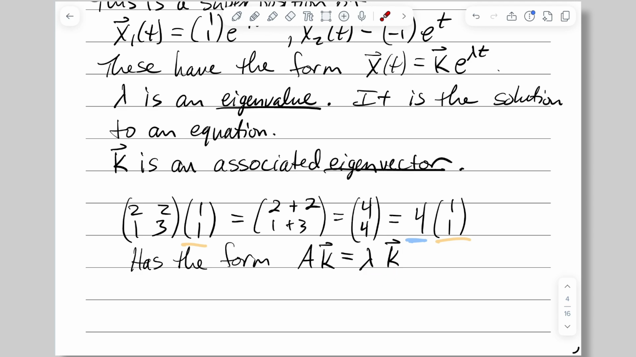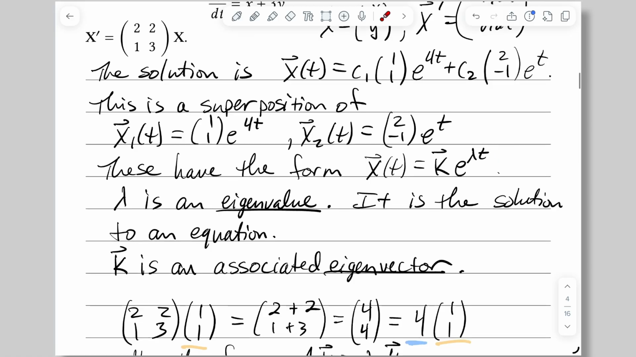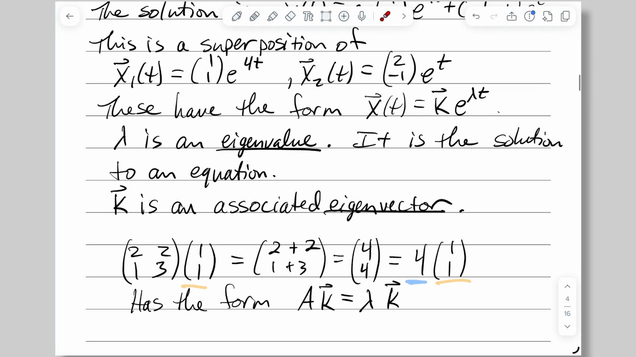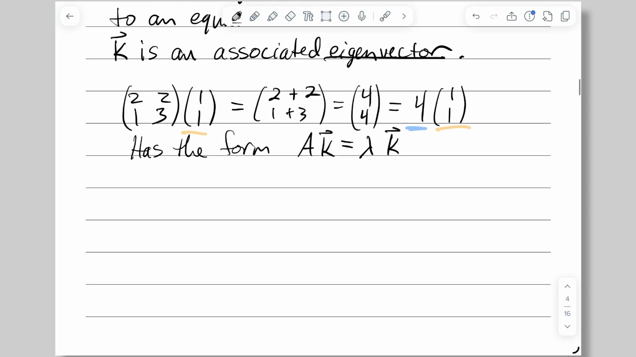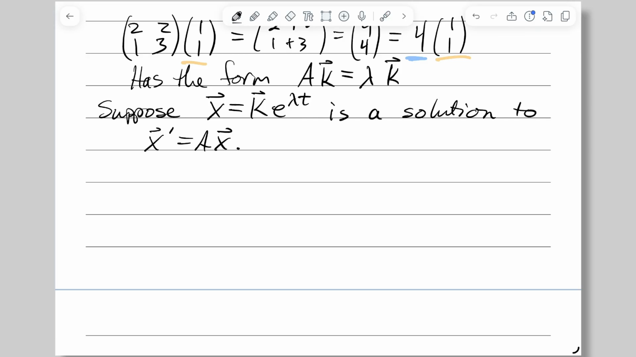Part of our work is going to be to find lambda and then to find k, and then construct the solutions that we just looked at and superpose them to write down the general solution to a system of equations. Since our systems have constant coefficients, we're going to suppose that the vector function x equals k e to the lambda t is a solution to the system x prime equals Ax.